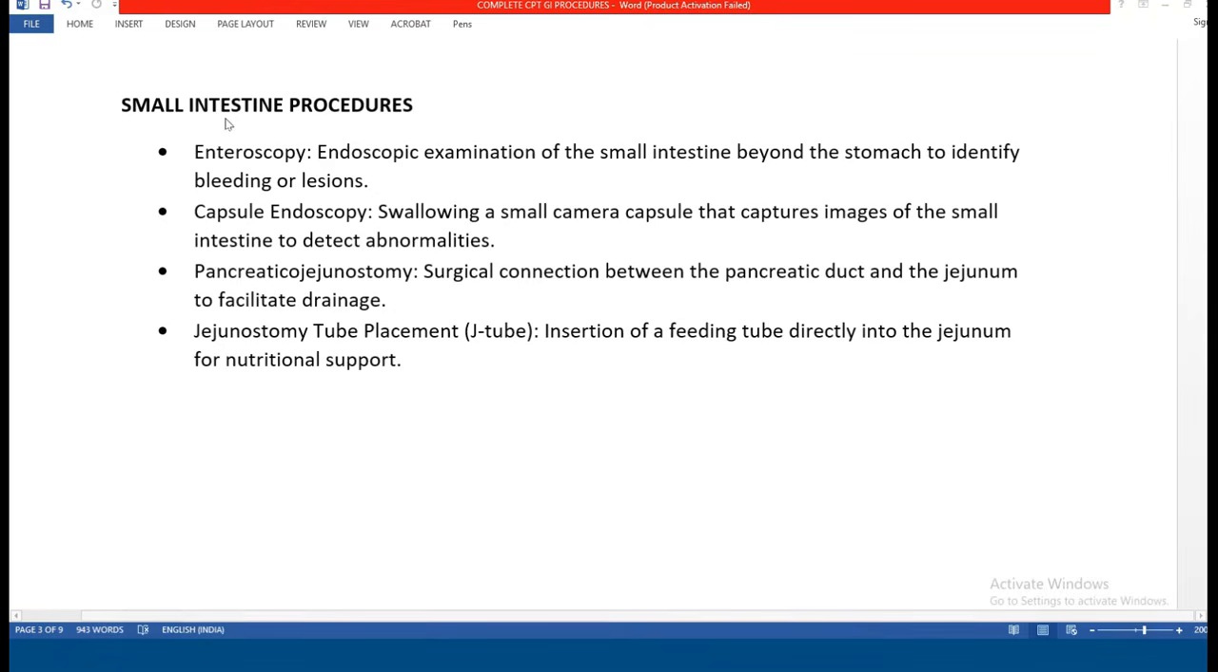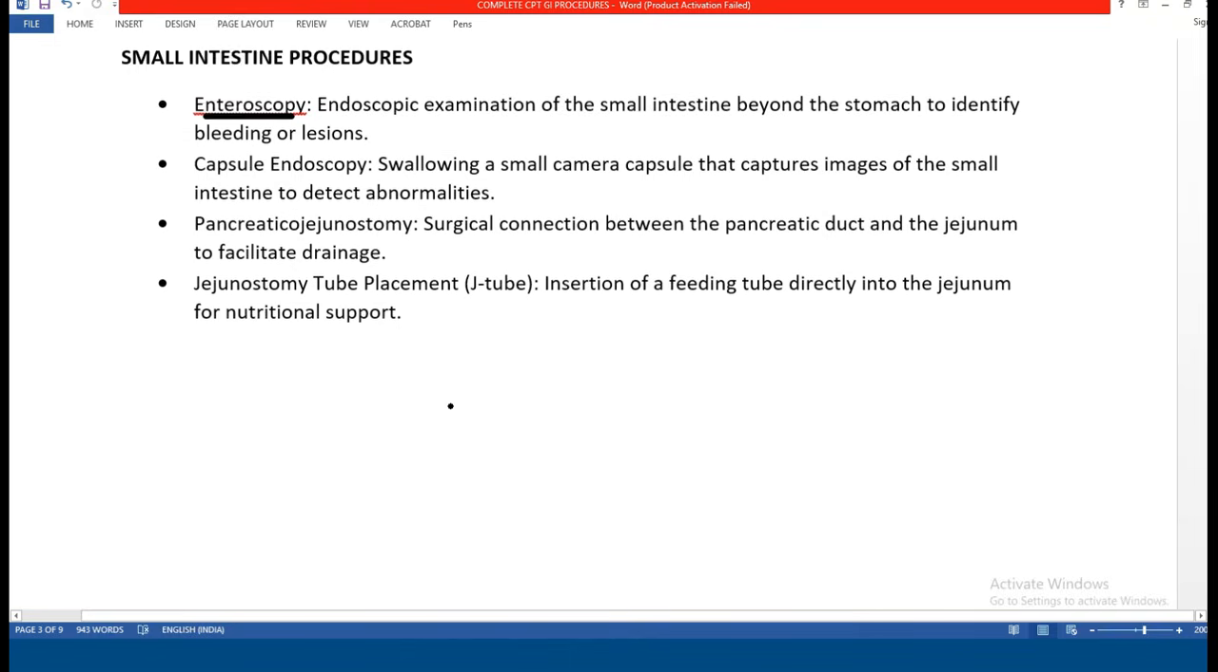Next, we will see small intestinal procedures. So enteroscopy. Here entero means intestine. Scopy means examination. So endoscopic examination of the small intestine beyond the stomach to identify bleeding or lesions is called enteroscopy. Okay. Capsule endoscopy. Swallowing a small camera capsule that captures images of the small intestine to detect abnormalities is called capsule endoscopy.